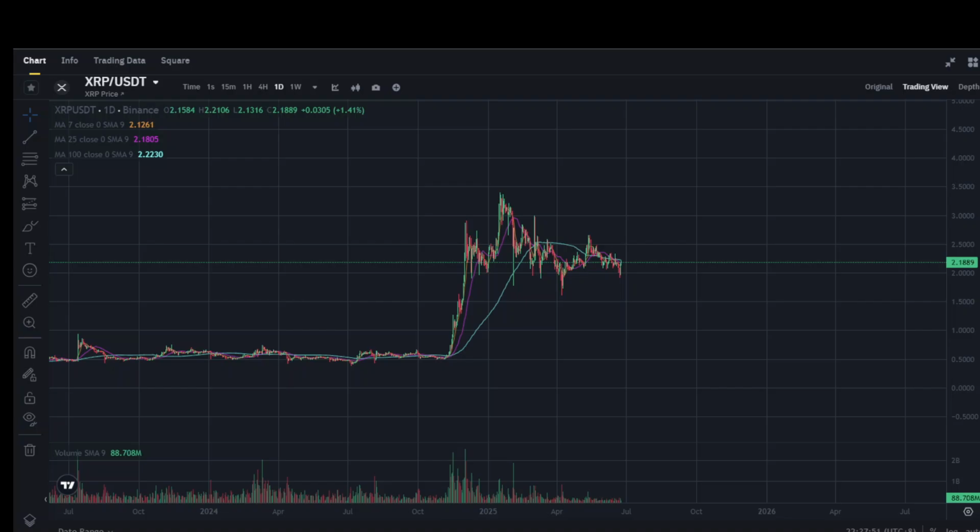Today XRP is trading at a price of approximately 2.18 on the 24th June 2025. And today I'm going to teach you guys something new. What you see here on screen is a bull flag pattern. So how do we identify a bull flag pattern?